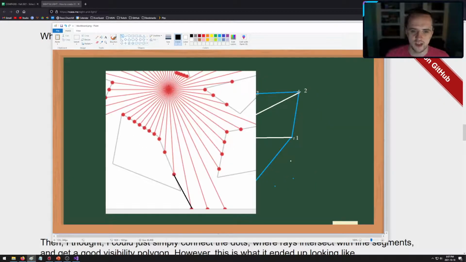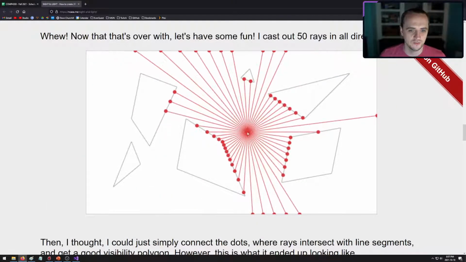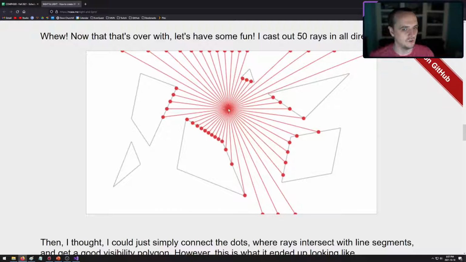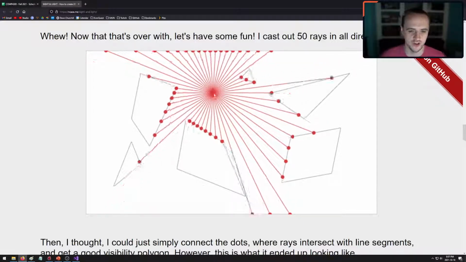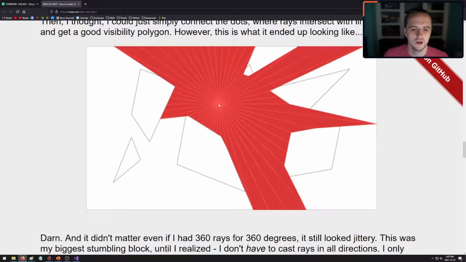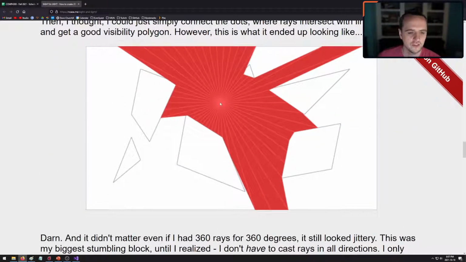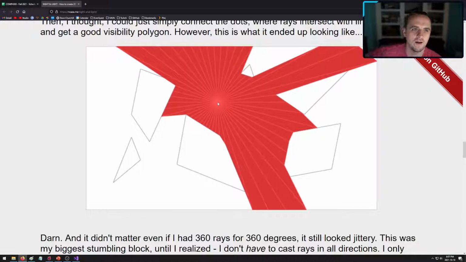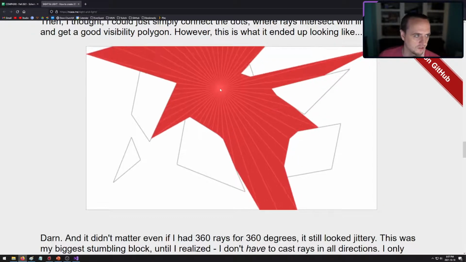So someone in the chat said, use more lines. But no matter how many lines we use, we're still going to have this problem. It's still going to look a little bit jagged. So, cleverly, we can think to ourselves, where does light actually stop? Right? Where does light actually stop? Well, it's going to stop at the corners.